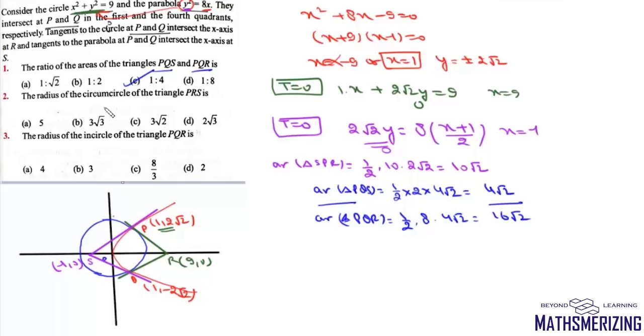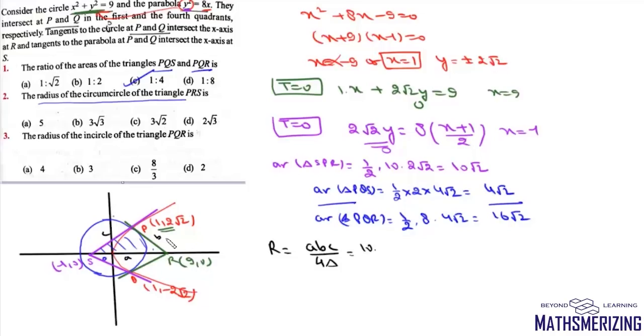Now second question is, we need to find radius of circumcircle of triangle PRS. So for this triangle, we need to find radius of circumcircle. So we know that radius of circumcircle is ABC upon 4 delta. So what's A? Suppose this length is A, that's B, and that's C. So A is 10, and what's the value of B?